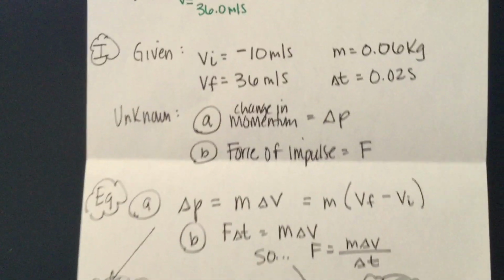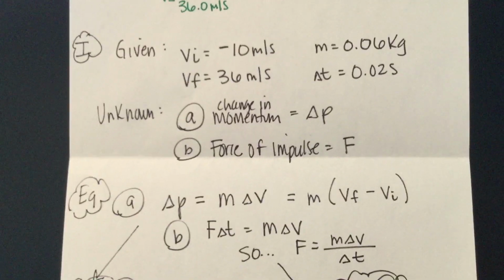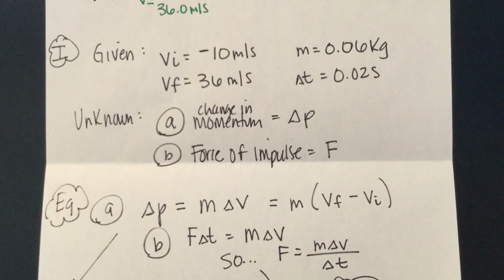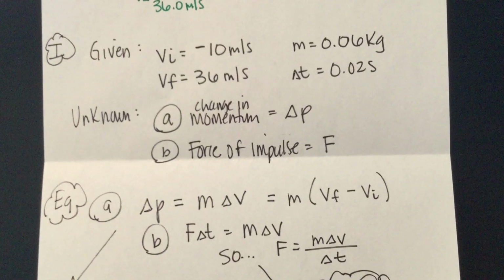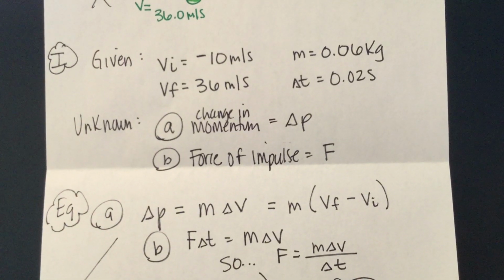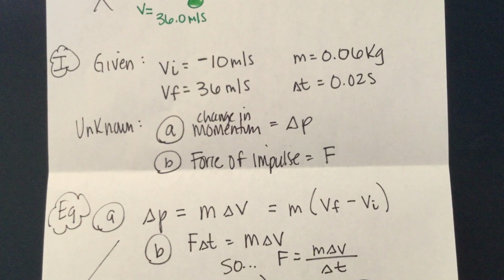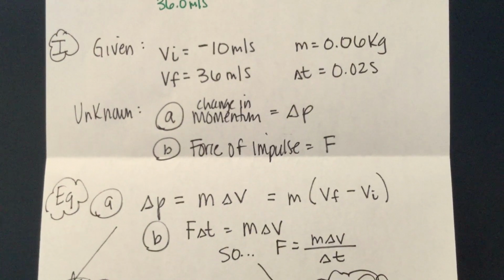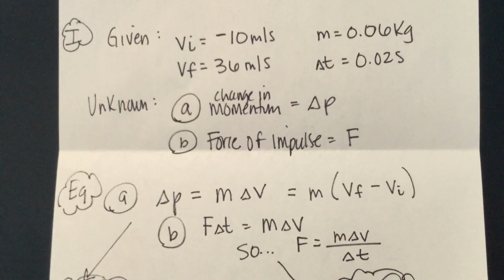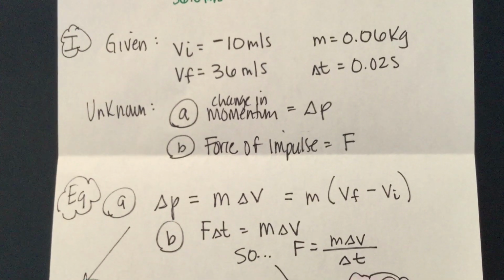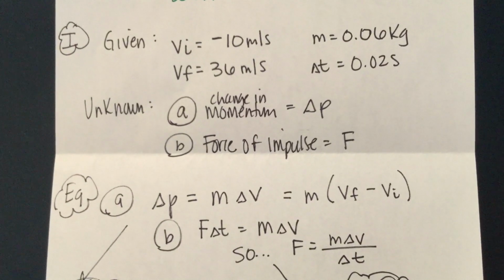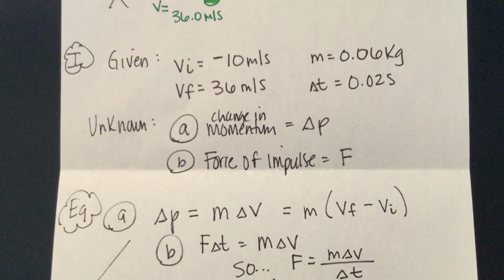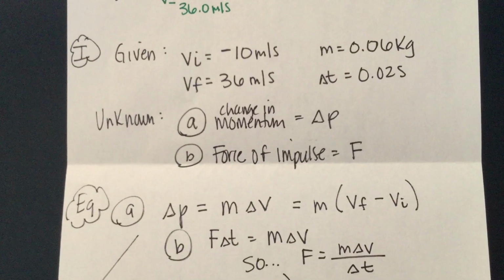Okay, so there's two different things we need to do here. For part A, our equation, change in momentum is mass times change in velocity. So we are going to multiply the mass times final velocity versus initial velocity. Final versus initial. Okay. For part B, well, actually, let's stick with that first. So our first part, we're going to solve for change in momentum. That is the equation. Mass times final minus initial velocity.